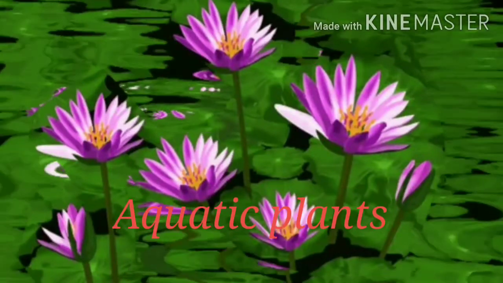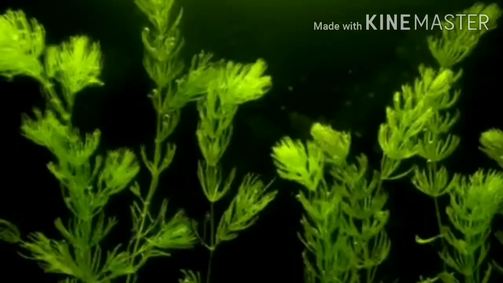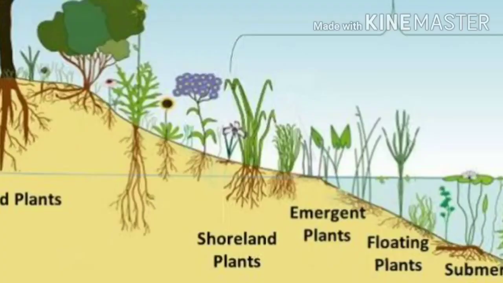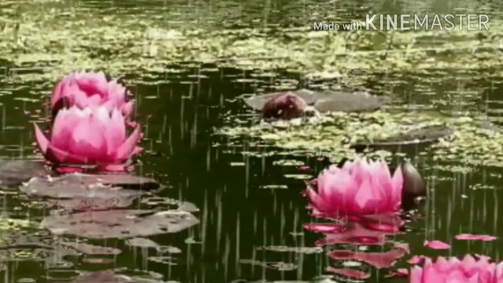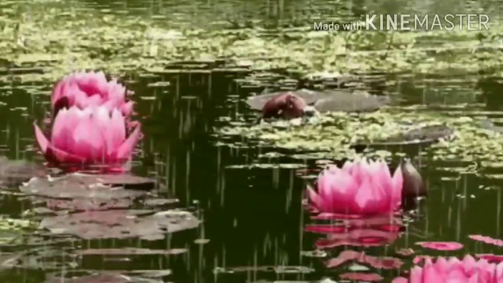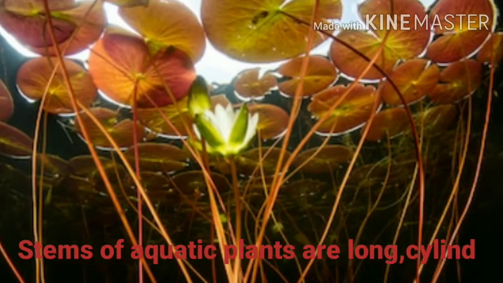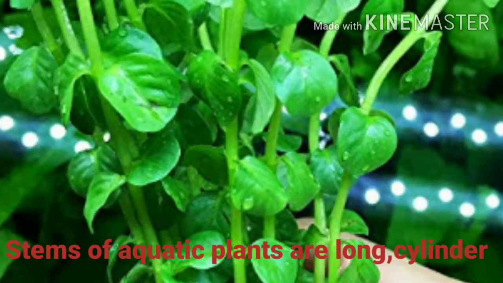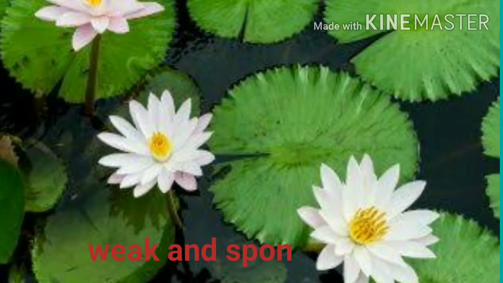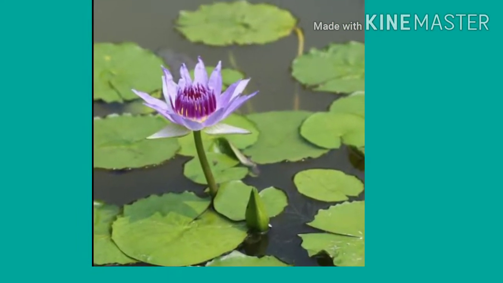The plants which are present in aquatic habitats are called aquatic plants. Roots of aquatic plants are either absent or very poorly developed. This is because water is easily available to them. Stems of aquatic plants are long, slender, weak and spongy. The leaves are covered with wax to avoid decay due to long exposure to water.